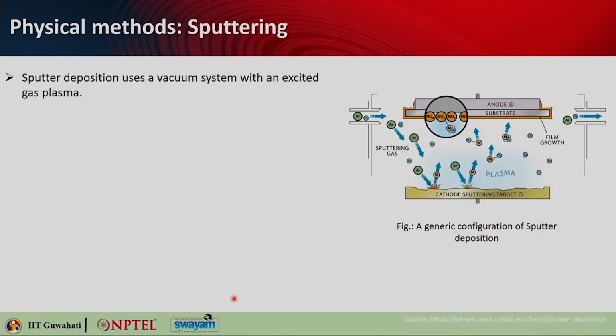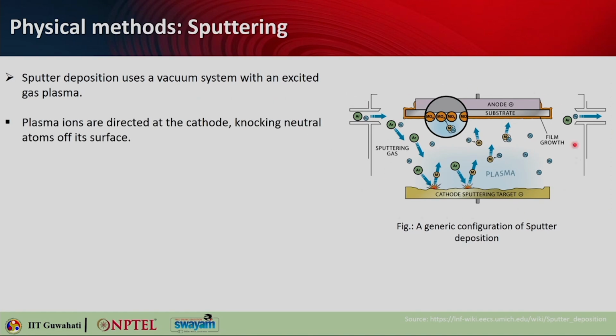Now, the next method of developing thin films is called sputtering. Sputtering also uses a vacuum system with an excited gas plasma. This is the typical setup for sputtering. Here you can see there is a gas inlet and an outlet, and the sputtering gas comes in and hits the cathode sputtering target. That knocks out the metallic particles or atoms, and they go and settle down on the substrate, forming a thin film.